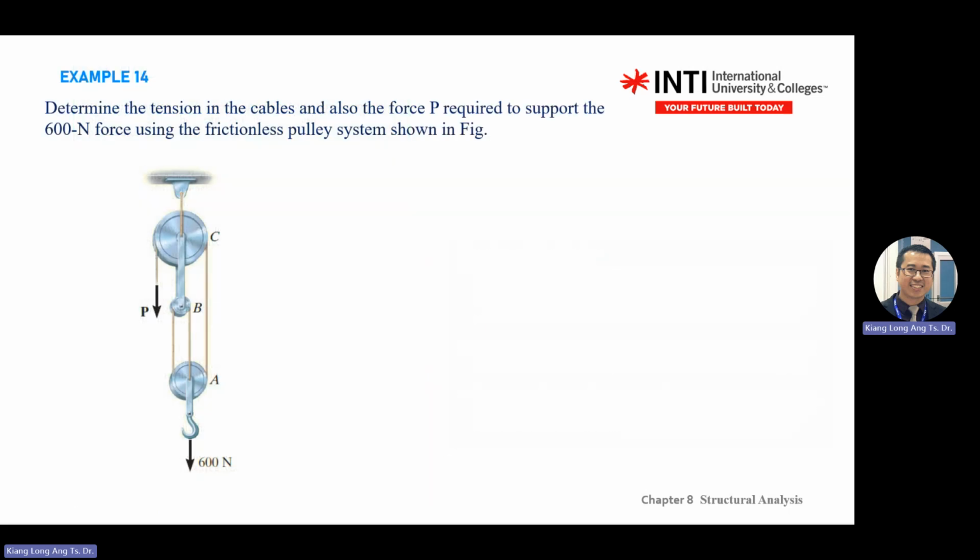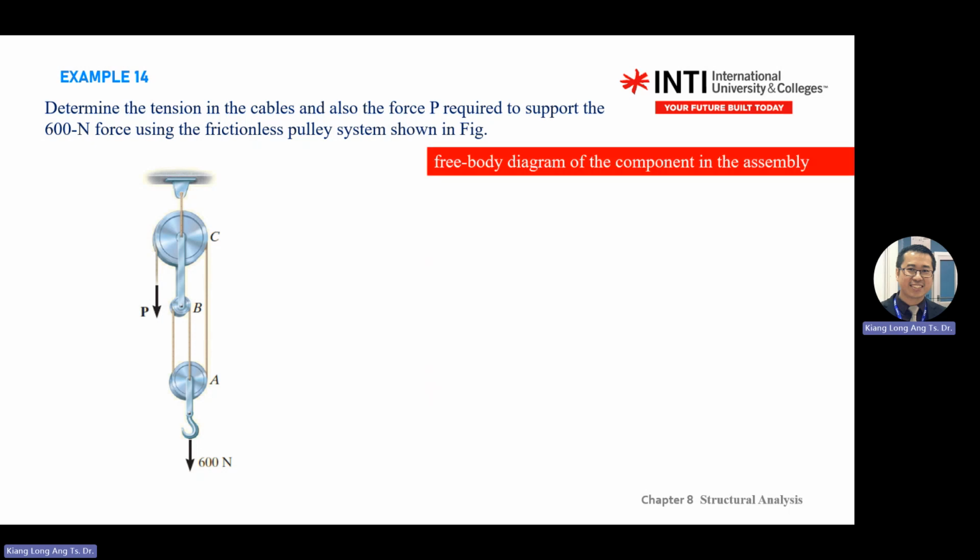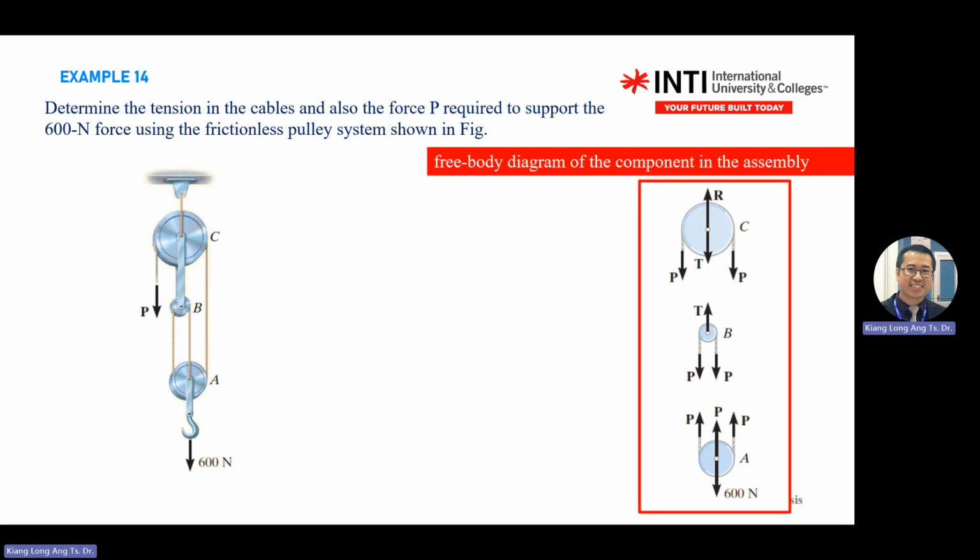Okay, example 4 is an application after you break all the members into free body diagrams. These are the steps to determine the tension of the cable in this one. So first, you draw the free body diagram. You break them into 3 different diagrams.